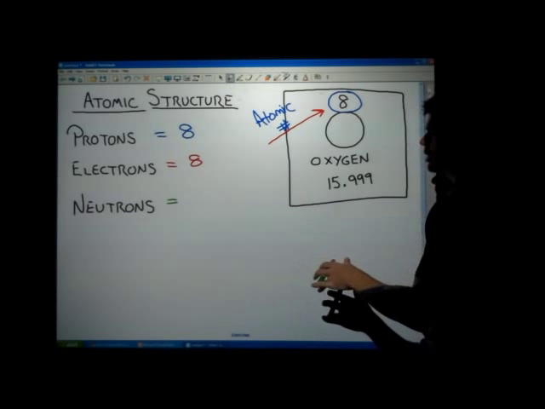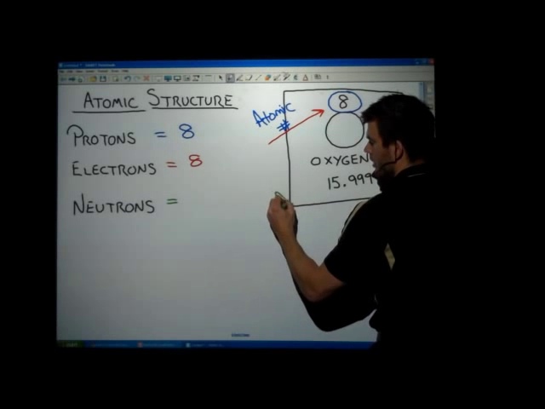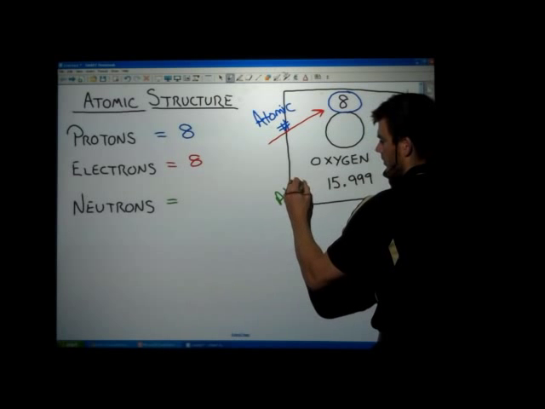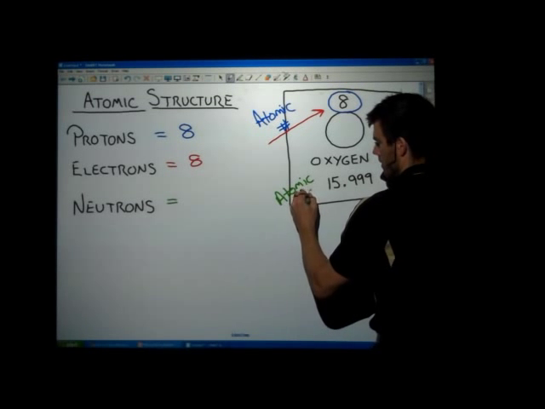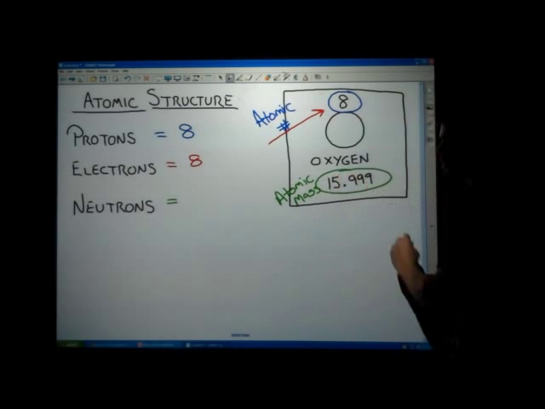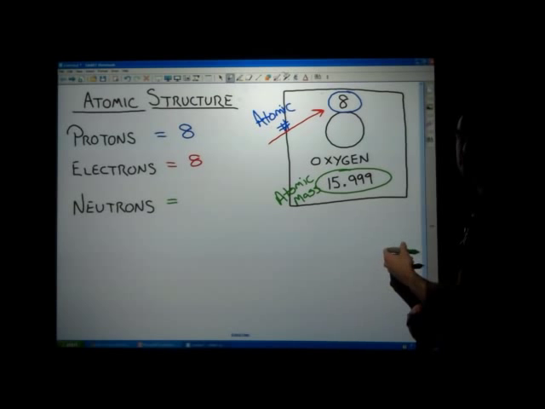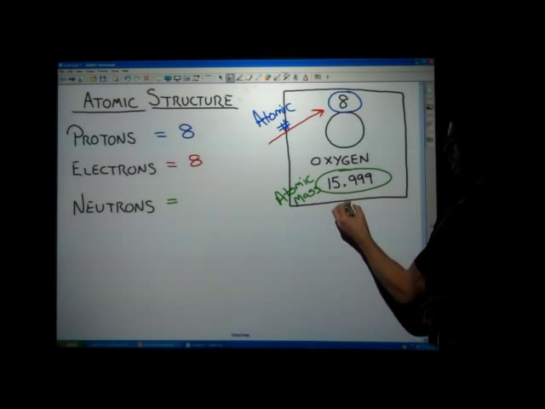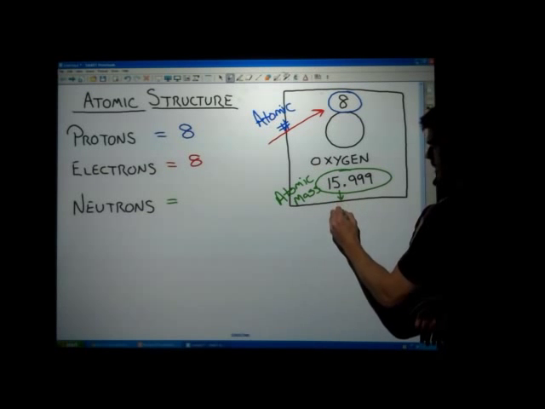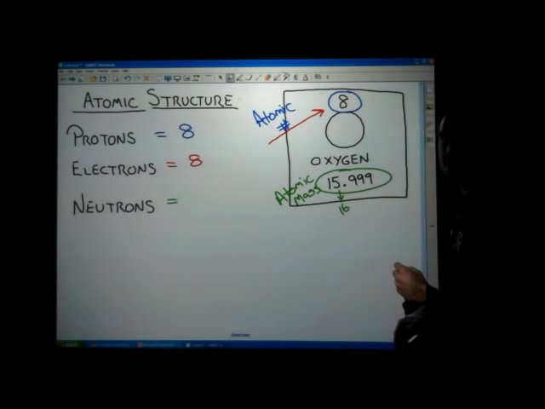So in order to figure out the number of neutrons, you first need to know the atomic mass, which is located at the bottom of your element. The atomic mass can always be rounded to the nearest whole number. Remember, 0.5 and above rounds up, 0.4 and below round down. In this case, 15.99 can round to 16. So now I have to do a little bit of math.